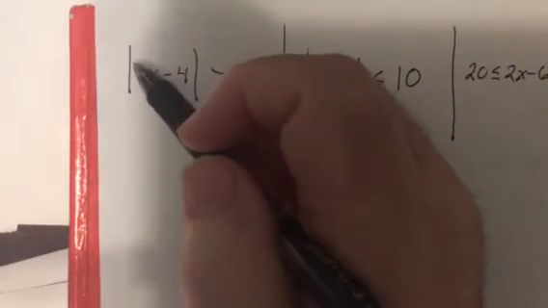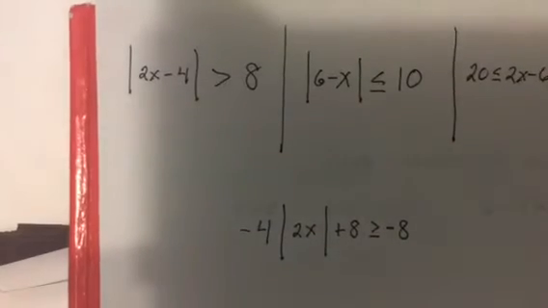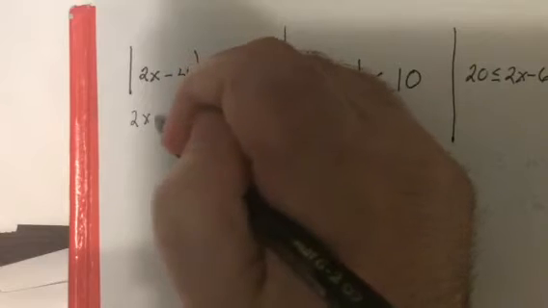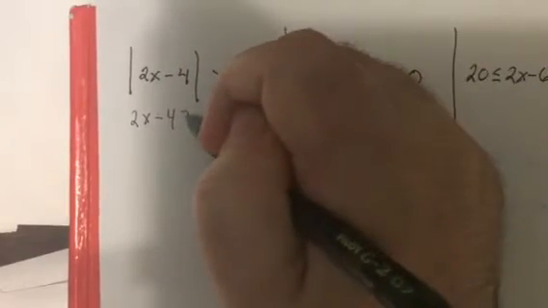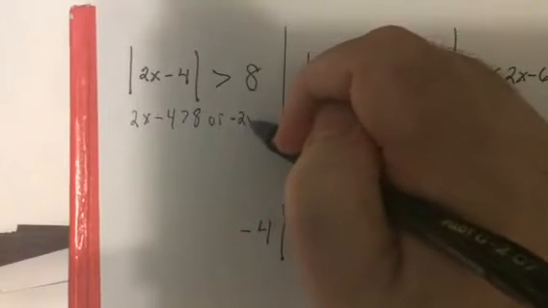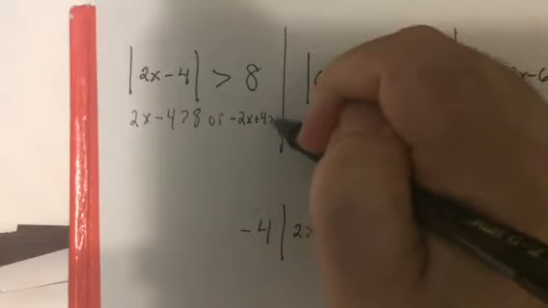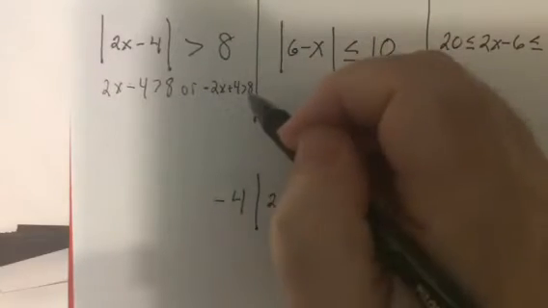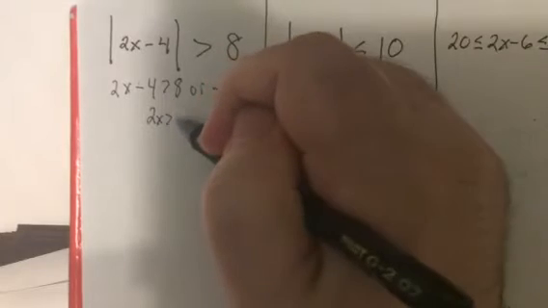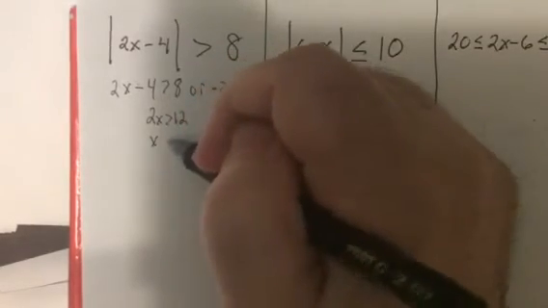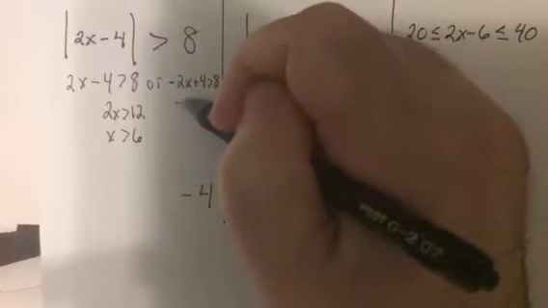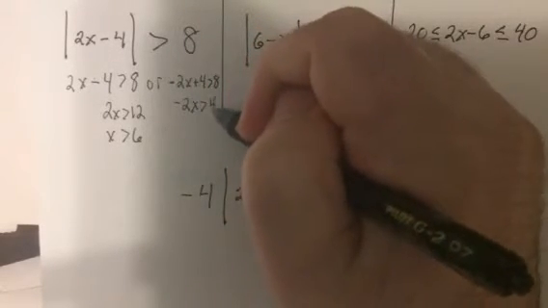Okay, here we go. Absolute value variable. So there's 2 parts to it. It'll be 2x minus 4 is greater than 8, or the opposite. Now I'm going to skip that first step and just distribute the negative. So here we go. Add 4. So 2x is greater than 12. Divide by 2. And this one, subtract 4, then divide by -2.